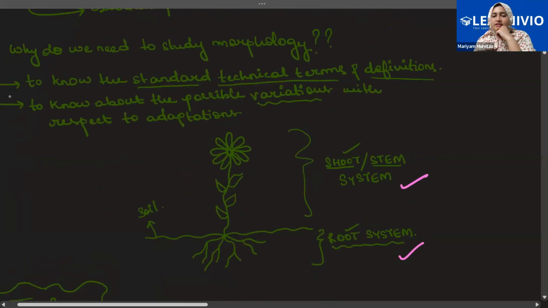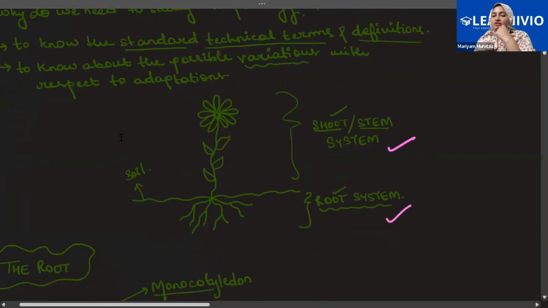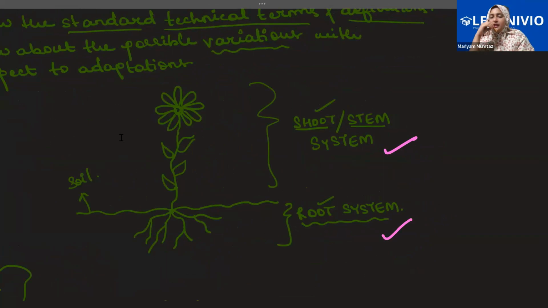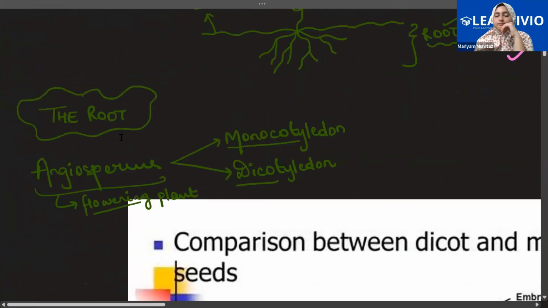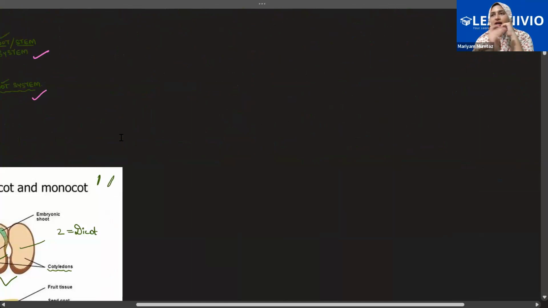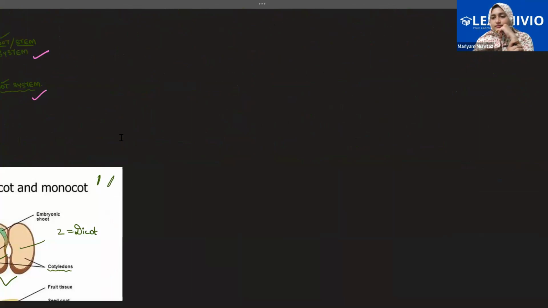Now see, this is the most basic plant structure that I've drawn, right? Anything that is above the level of the ground becomes the shoot system or the stem system. And anything that is below the level of the ground becomes the root system. Now see, do you know that angiosperms have been divided into two types, monocots and dicots? Do you know that? Yeah.